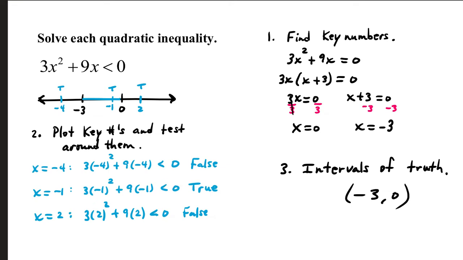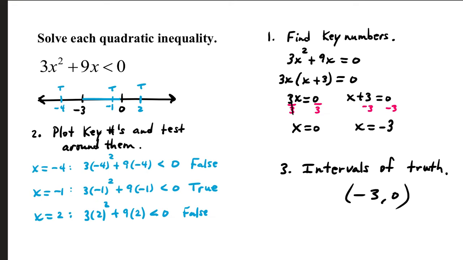And then the third interval is to the right of your second key number. I randomly picked a 2, plugged that into the original problem, got a false statement. 12 plus 18 is 30, that's not less than 0. The only interval that gave a true statement was the one in the middle.